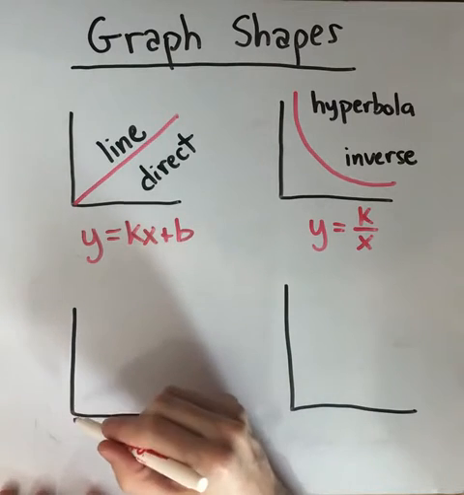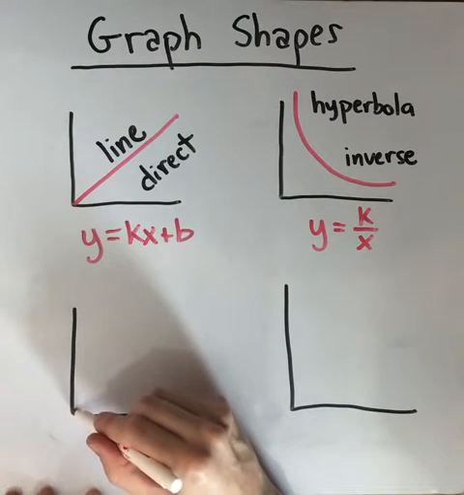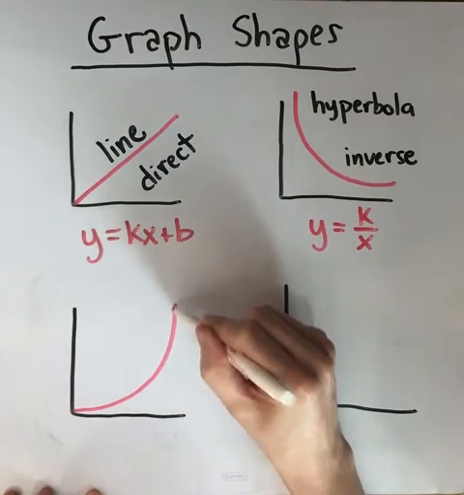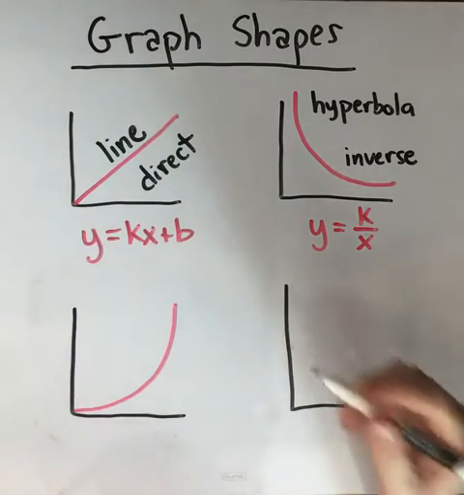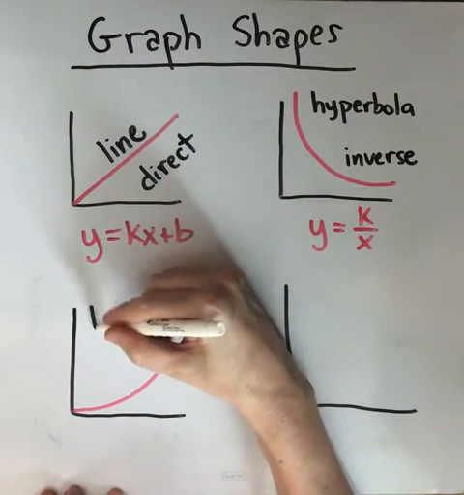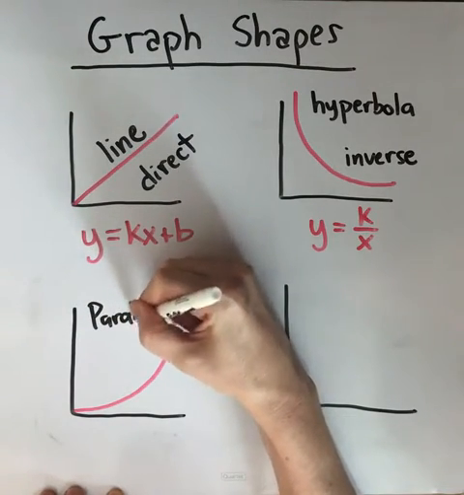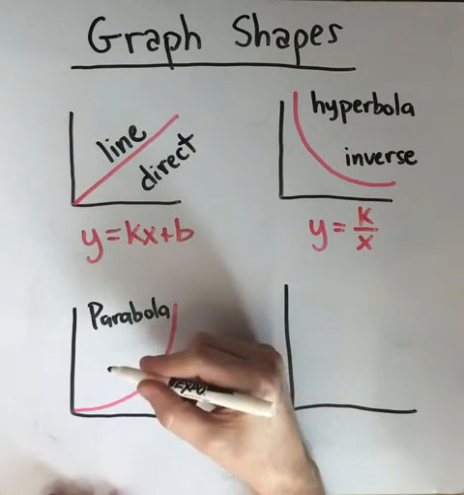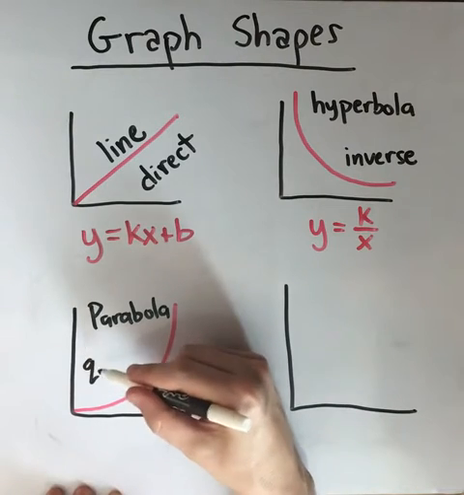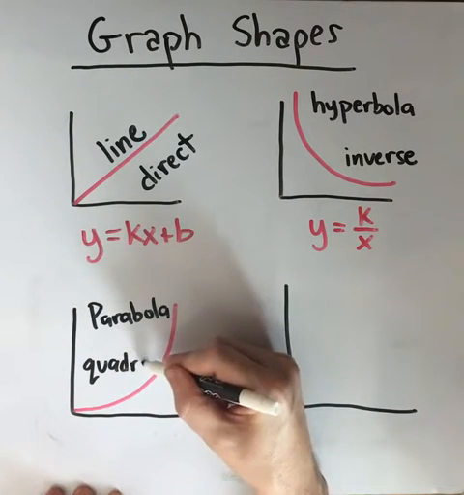The third shape is an upward curve. It gets steeper as the graph progresses. This is called a parabola. And those of you that are good at math may recognize that it comes from what we call quadratic equations.